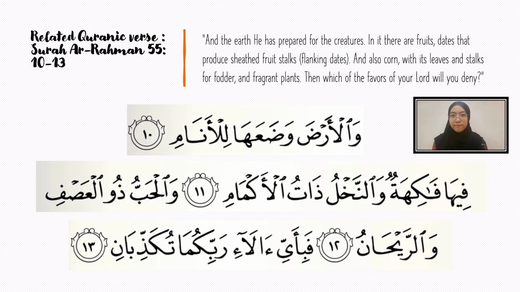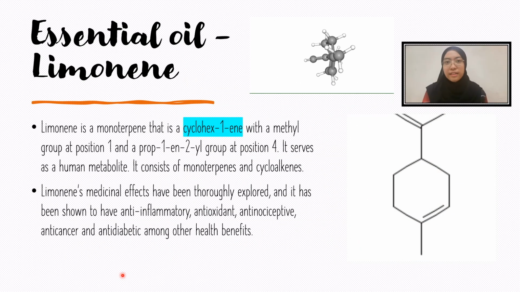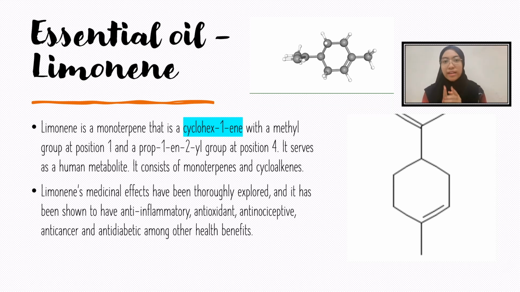The active component in this plant that we chose is limonene. Limonene is a monoterpene that is cyclohexene with a methyl group at position 1 and a prop-1-en-2-yl group at position 4. It serves as a human metabolite. It consists of monoterpenes and cycloalkenes.